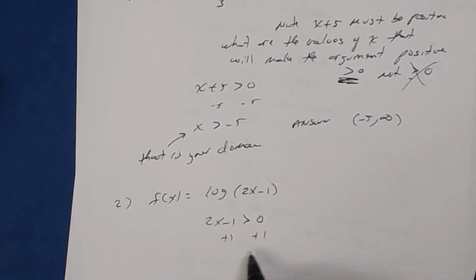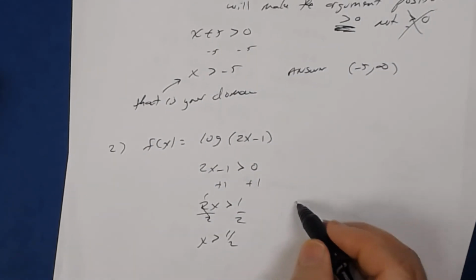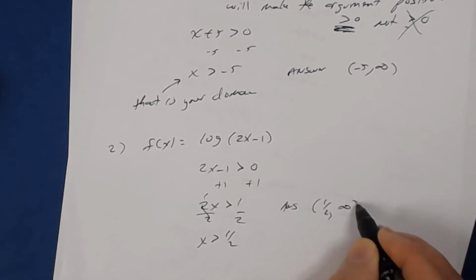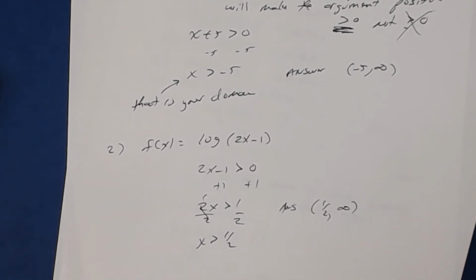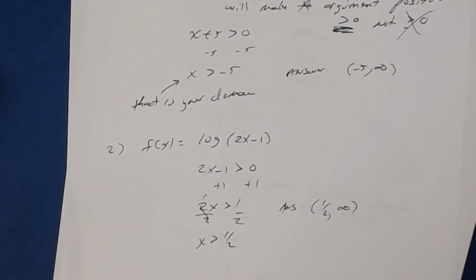So you add 1 to both sides. You get 2x is greater than 1. Divide both sides by 2. So your domain is x greater than 1/2. And so your answer in interval notation would be 1/2 to infinity. That's your domain. So any number greater than 1/2, not including 1/2, would make this a positive number.